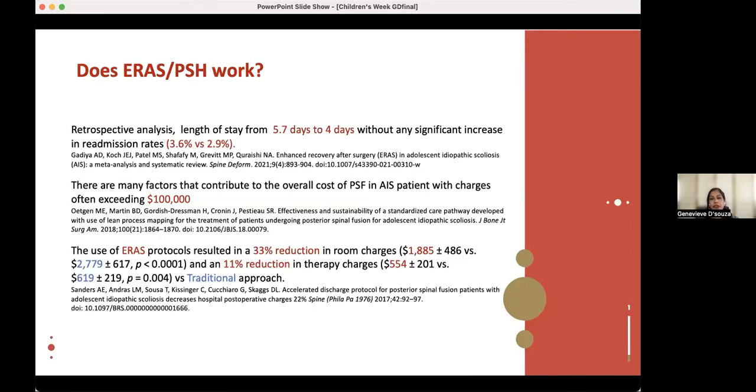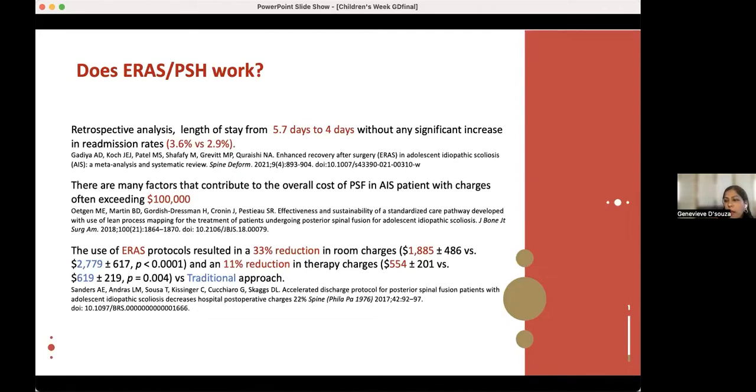Does enhanced recovery or the perioperative surgical home work? And there's multiple evidence to show that this does work. In a retrospective analysis, pardon me, the length of stay for these surgeries, especially for young adolescent healthy idiopathic scoliosis, went from an average of 5.7 days to 4 days without a significant increase in readmission rate. So you're not just rushing these patients out of the hospital from 5.7 to 4 days, but there's no real increase in readmission rates.